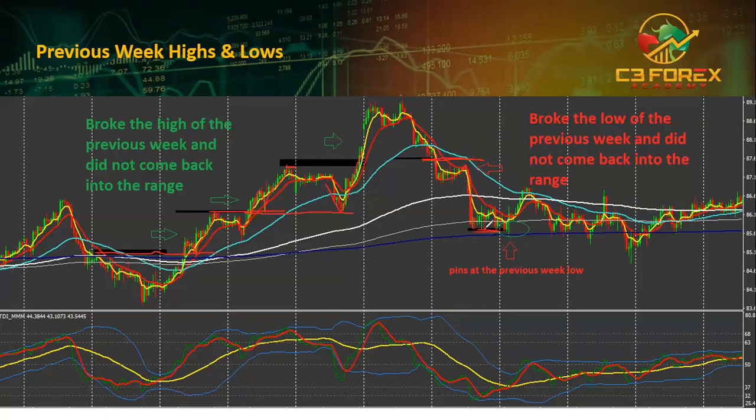This is the previous week's low. It came down, broke the low with a wick, then ranged up towards the high of the week, hit the high, retested the low of the week, and ended the week in consolidation. So when price doesn't come back into the range, you will notice a retest of the previous week's high or low for the continuation.